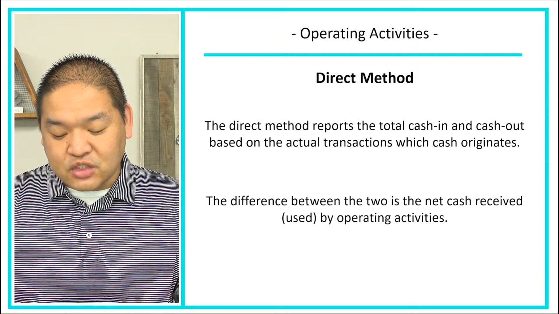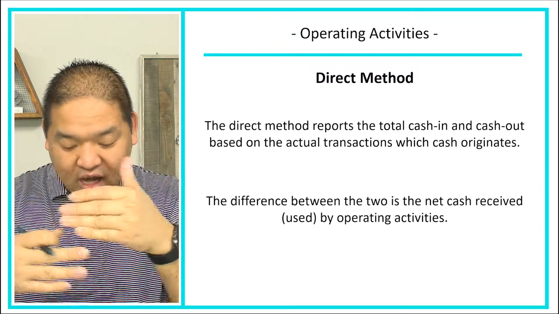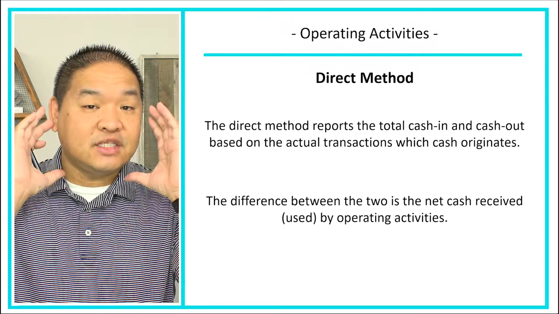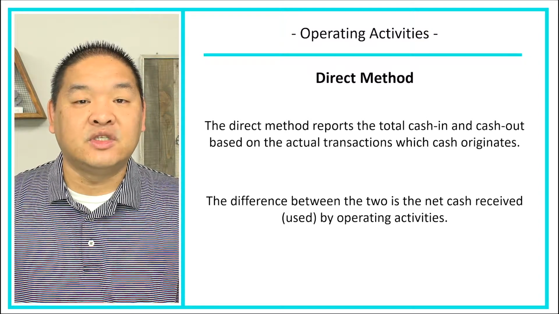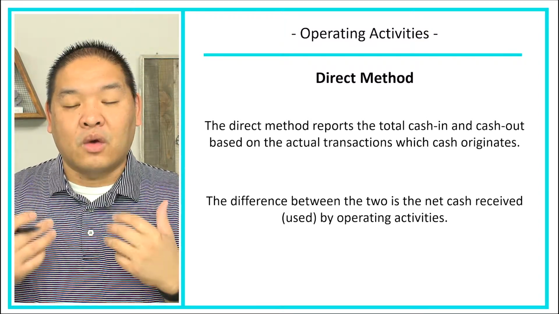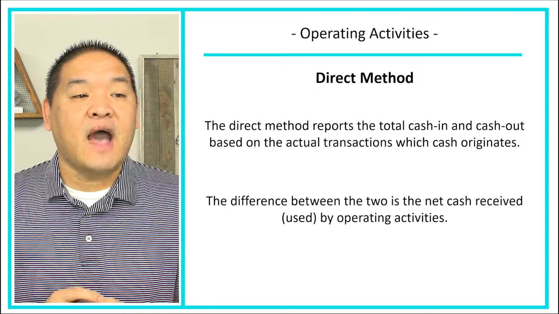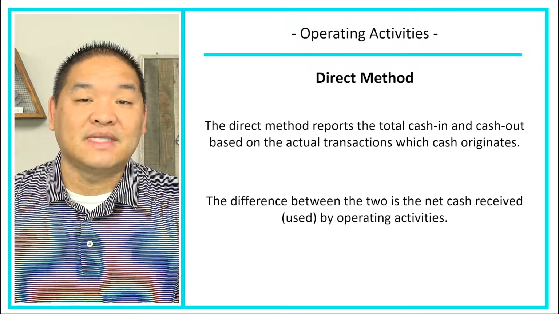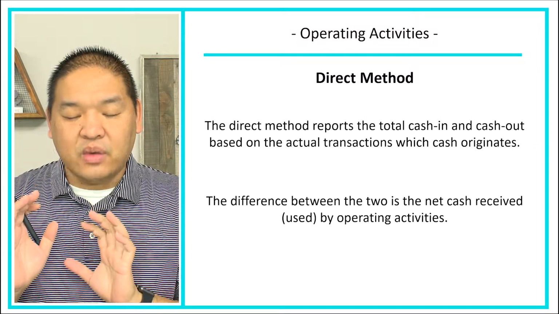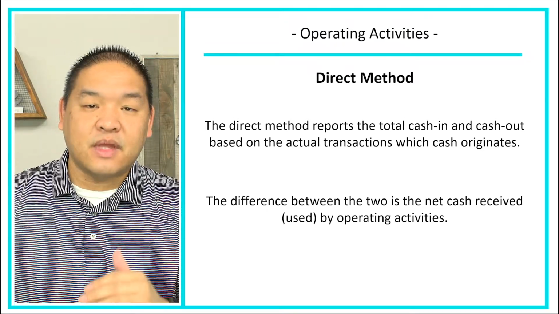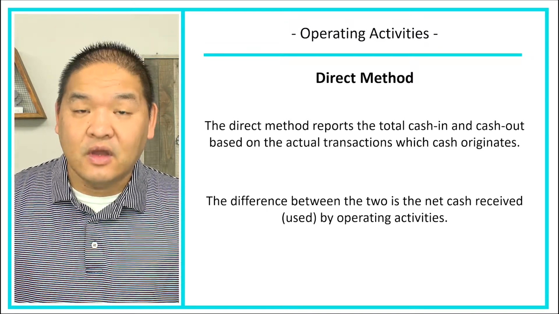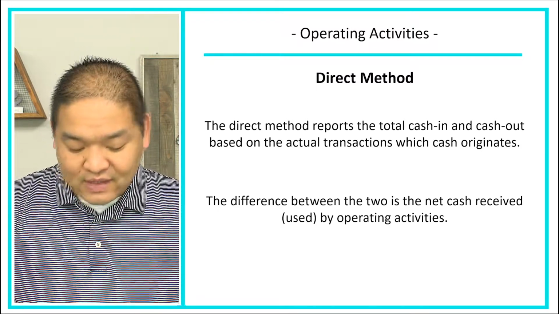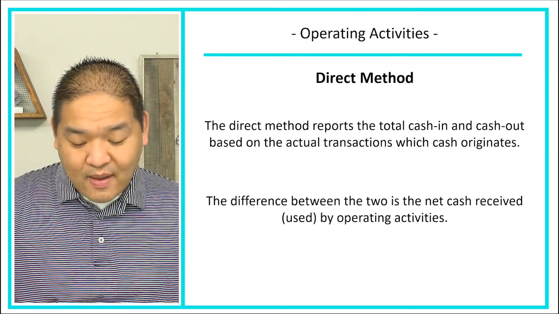Now the difference between the two, the cash in and the cash out, will give you net cash received, or if it's in parentheses, used by operating activities. And you'll see that when we start doing the statement of cash flows: if we have a no-bracket number, that means cash received. If we have a bracket number, that means cash used. So that's how we would do the direct method. Cash in, cash out. The net, hopefully positive, gives us the net cash received by operating activities. So that is the direct method.